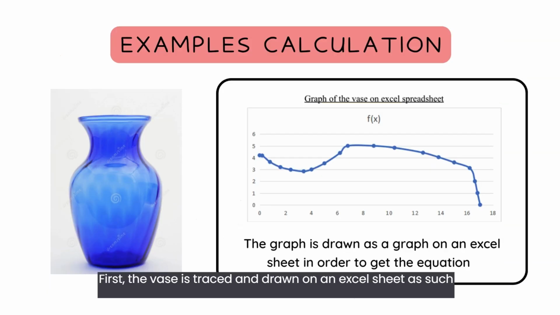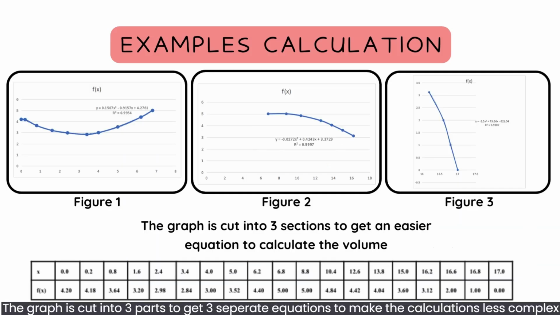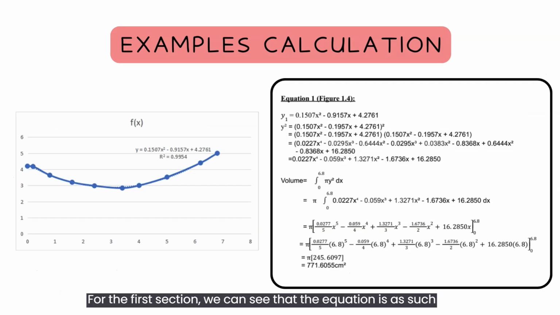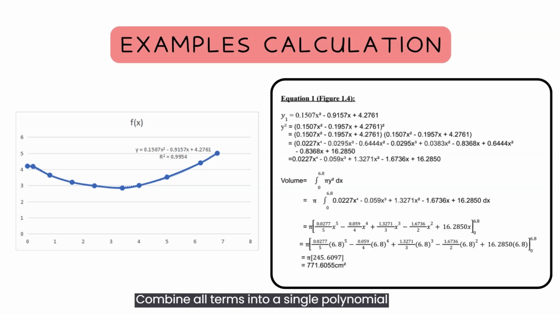First, the outline is traced and drawn on an Excel sheet as shown. The graph is cut into 3 parts to get 3 separate equations to make the calculations less complex. For the first section, we can see that the equation is as shown. Calculate the square of each term. Calculate the cross terms and add them together. Then combine all terms into a single polynomial.